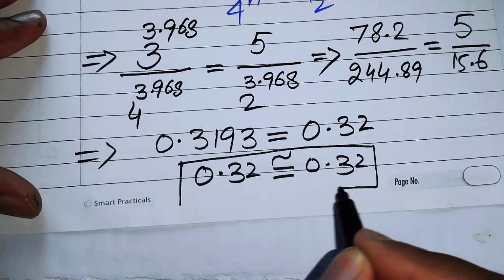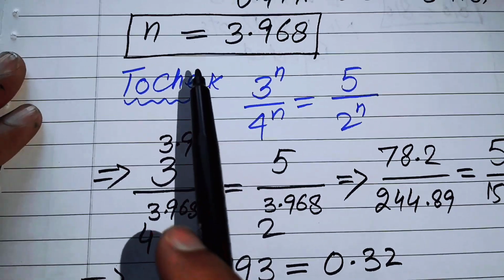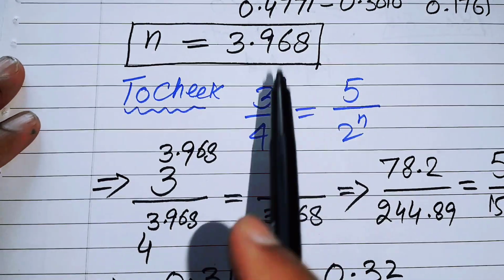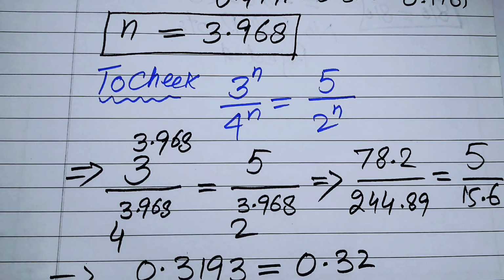So this shows that the left hand side is equal to the right hand side. Finally we can say that n is equal to 3.968 is the final value, the only solution of the given equation, and this is our final answer.